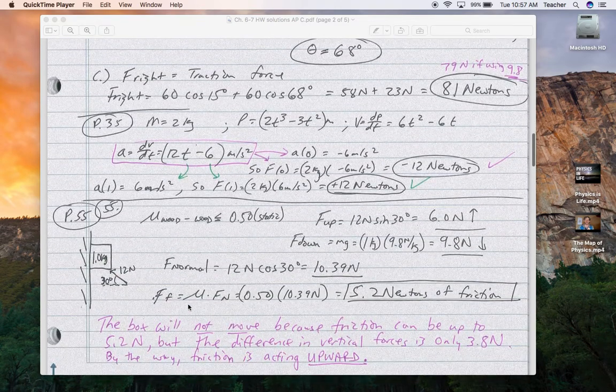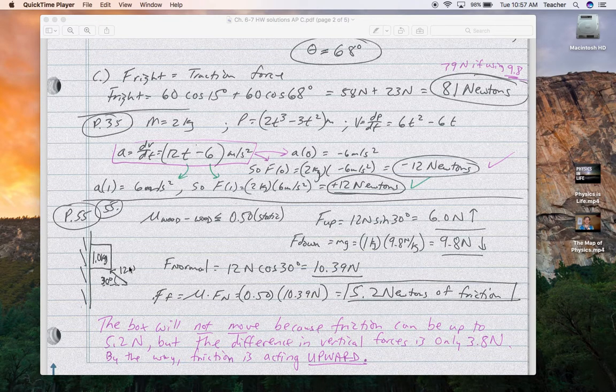For problem 55, I've got something acting on a wall. I've got a force pushing with 12 newtons at a 30-degree angle from horizontal. So I can figure the force upward caused by that would be 6 newtons. The force downward caused by gravity acting on this book is 9.8 newtons. So there's a net force down, not including friction.